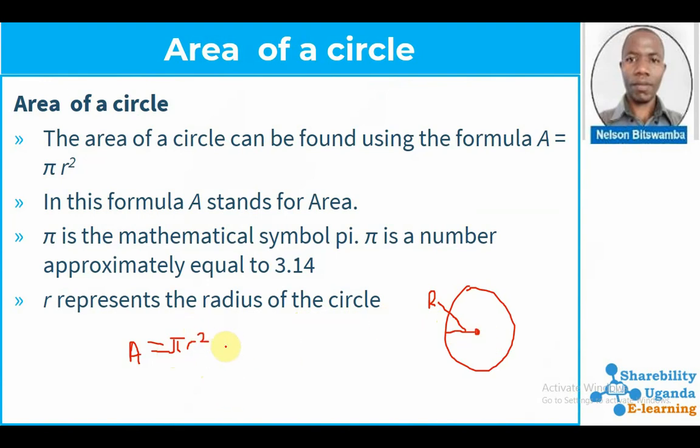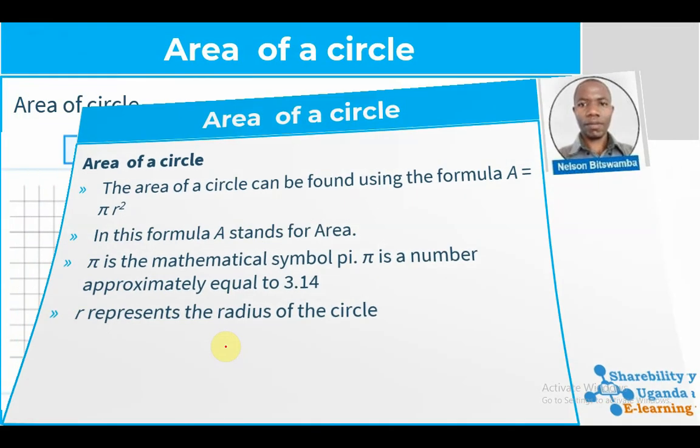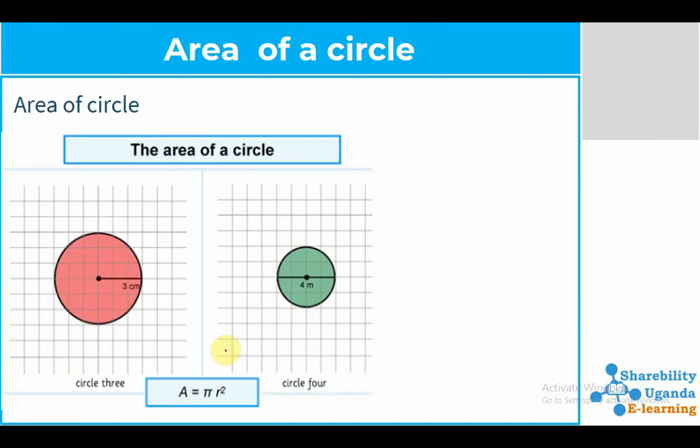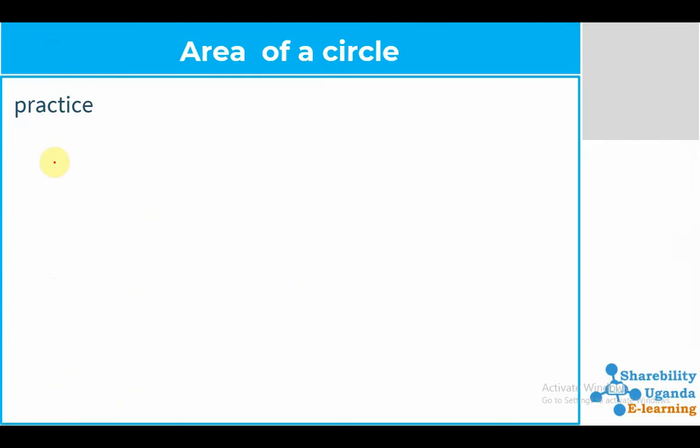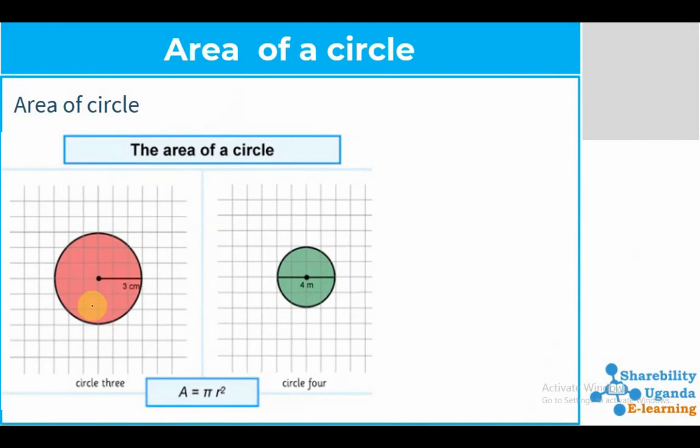R squared. Alright, so let's have a look at how we can solve this problem, because I have been given our circle here and they want us to find the area of that circle. We shall be able to use our formula where our area is equal to pi r squared.